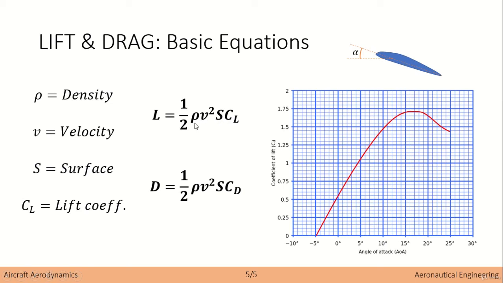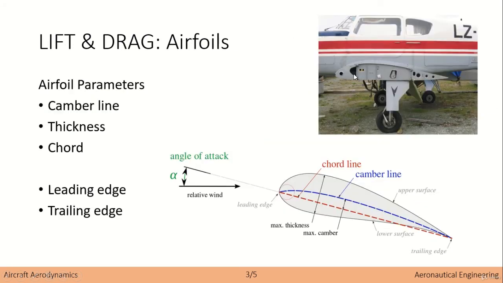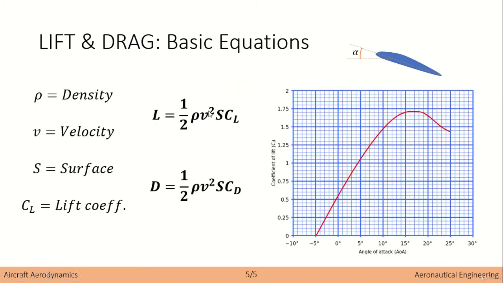Let me just explain this also. The surface is the amount of surface that we have with this airfoil, but also due to the wing. So the surface would be the chord, the chord line, this distance, multiplied by the wing span, the wing length, right? You multiply these two and you get an equivalent surface. So this is how you define the lift and the drag.